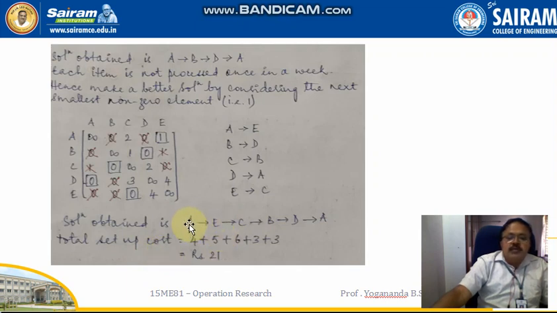So total setup cost from the given matrix. From A to E, what is given will be taken. Similarly, the other setup costs will be added to get the total setup cost as 21 units. If it is in terms of 10, the answer becomes 210. If it is in terms of 100, it becomes 2100, and so on. So this is the minimum cost incurred to the shopkeeper so that each item will be processed at least once in a week.